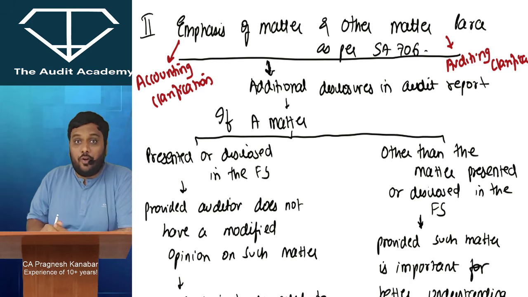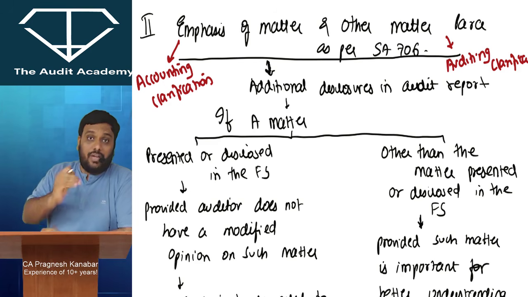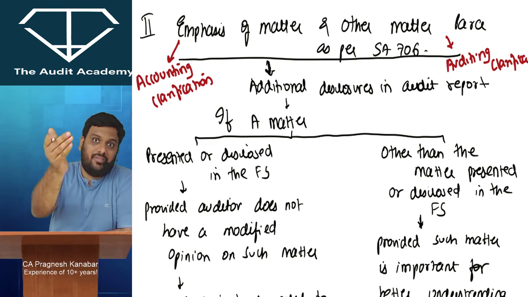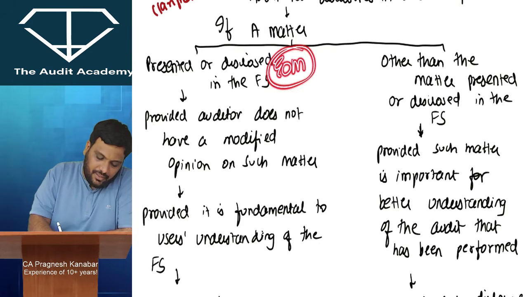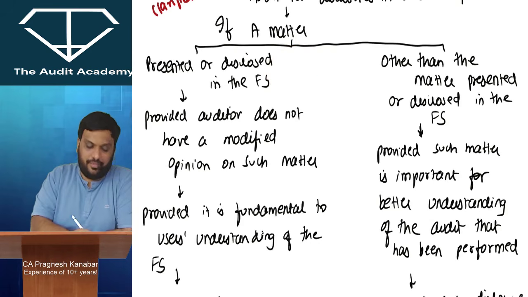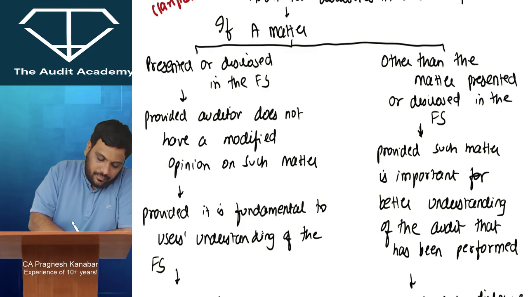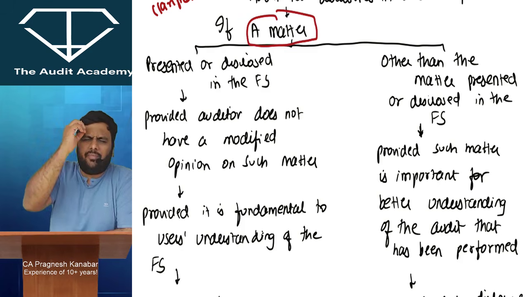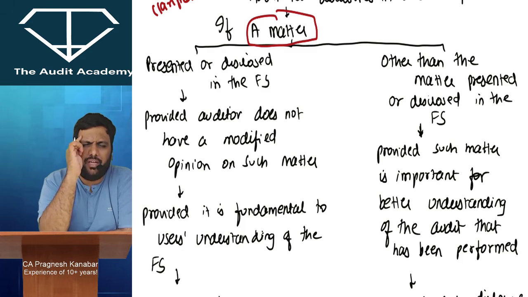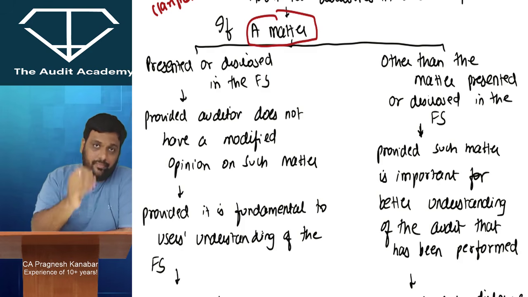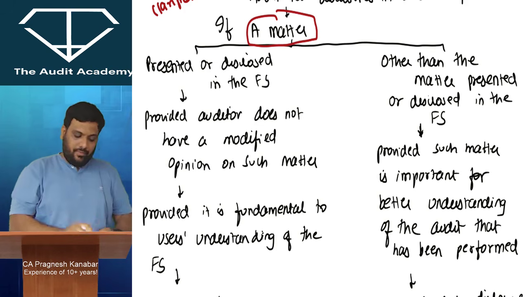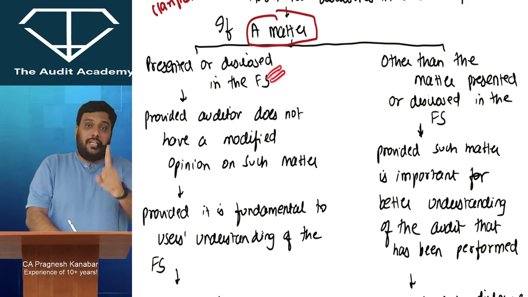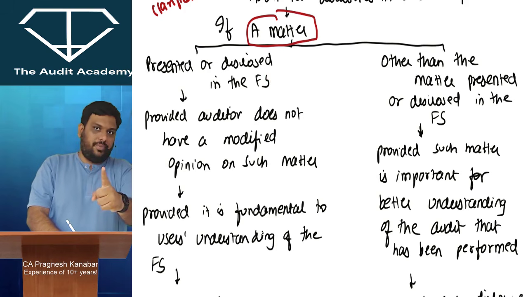But only this much knowledge is not enough, because when you want to write it in the exams, you will need theory. So over here I have given emphasis of matter paragraph theory, and here I have given other matter paragraph theory. For emphasis of matter paragraph, what is the shortest explanation? Accounting clarification. So now look at this. For emphasis of matter paragraph, there are 4 conditions. First, it must be a matter presented or disclosed in the financial statements.